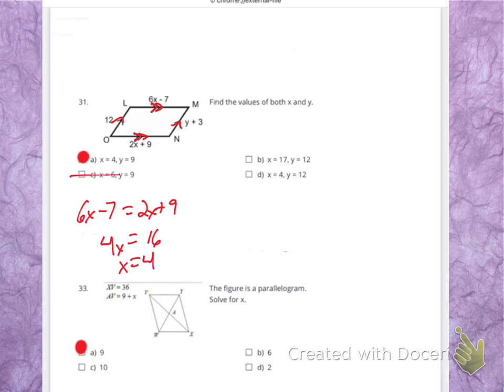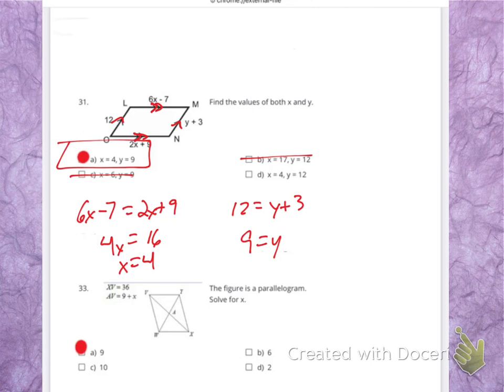So anywhere there isn't x equals 4, cross that out. Then we got to find y. So I'm going to have 12 is equal to y plus 3. Bring negative 3 over. So 9 is equal to y. That's it. This is a parallelogram.